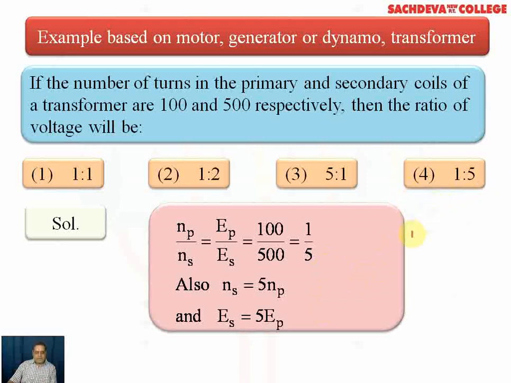We can extend this particular fact: according to the equation, Ns will be 5 times Np, whereas Es will be 5 times Ep. So if we make calculations as shown above, the fourth option will be the correct option.